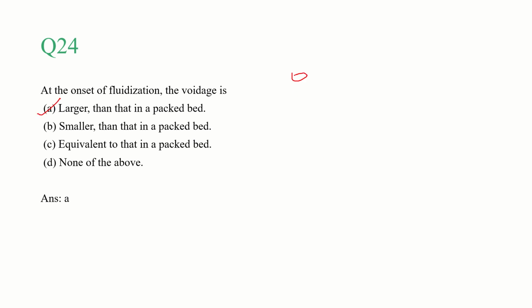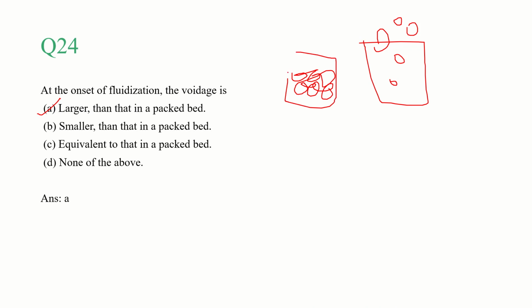In the packed bed, it would be like this, the particles would be very closely packed, whereas in the fluidized bed, the particles would be moving, right? So the void fraction in the bed increases. If we take this particular region of the bed compared to this particular region, here the void fraction is less, here the void fraction is more. So larger than that in the packed bed. So the answer to this is option A.